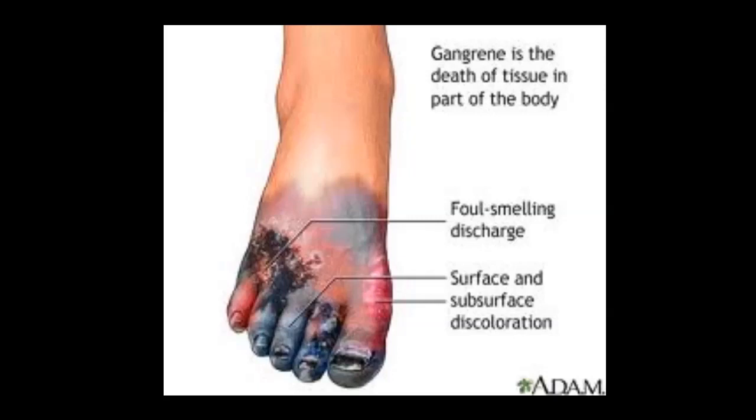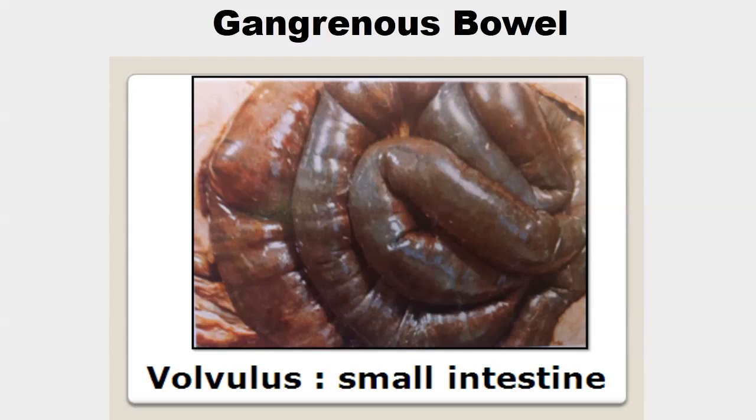So, the ordinary or usual treatment of gangrene is amputation of the gangrenous part at the level of the healthy tissue to prevent the propagation of gangrene, with good antibiotic cover. This picture shows gangrenous small intestine due to volvulus, and there is a black discoloration with distension of the small intestine.